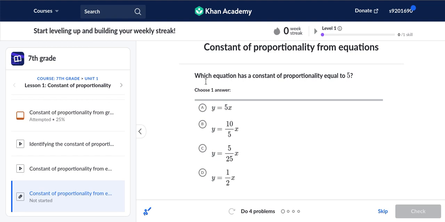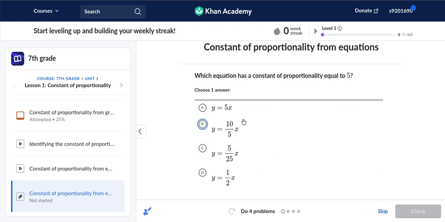Okay. Which equation has a constant of proportionality equal to 5? We're gonna read our answer options. So we got A, y equals 5x. We got B, y equals 10/5 x. We got C, y equals 5/25 x. And we got, lastly but not least, D, y equals 1/2 x.